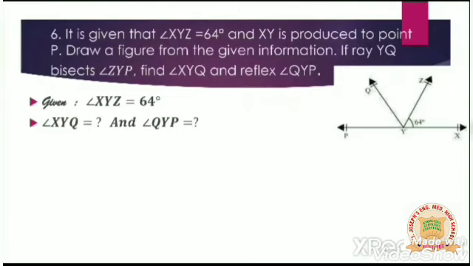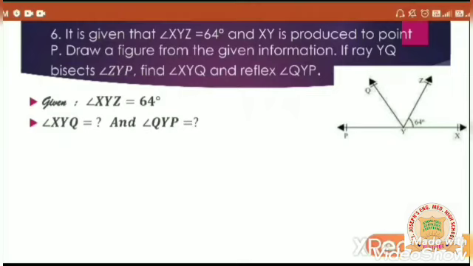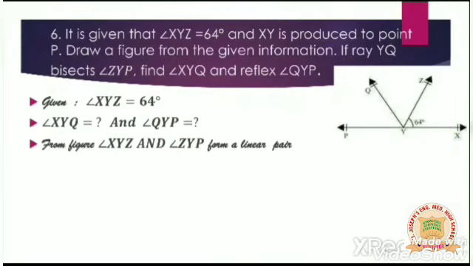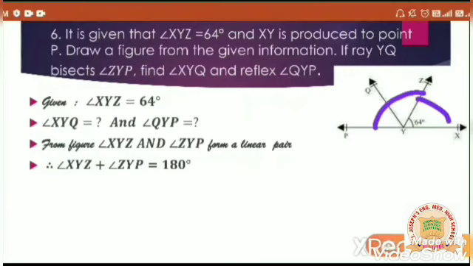Now from the figure, if you just see, XYZ and ZYP form a linear pair. Right? XYZ and ZYP are going to form a linear pair. So we write XYZ plus ZYP is equal to 180 degrees. Linear pair means the sum is 180 degrees. So from the figure, XYZ and ZYP form a linear pair. Therefore angle XYZ plus ZYP is equal to 180 degrees.